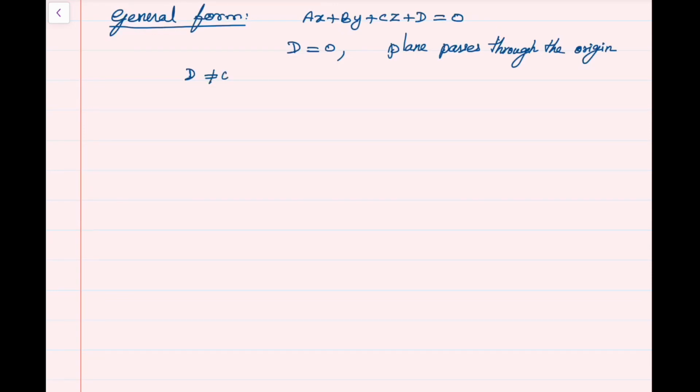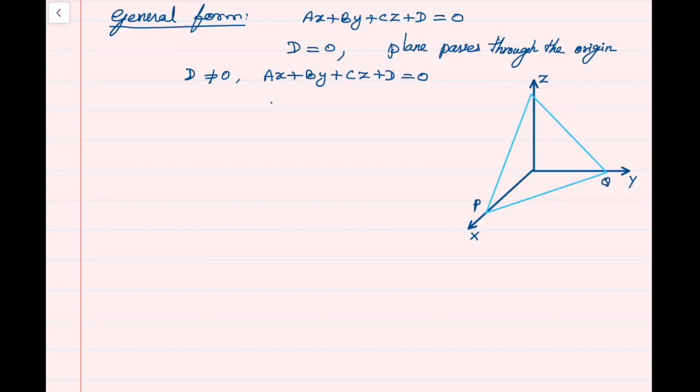If d is not equal to 0, then the plane doesn't pass through the origin. Let us consider this plane intersecting the three coordinate axes at P, Q, R respectively on x, y and z axes. P point is (a, 0, 0). Let Q point be (0, b, 0) and R point be (0, 0, c).